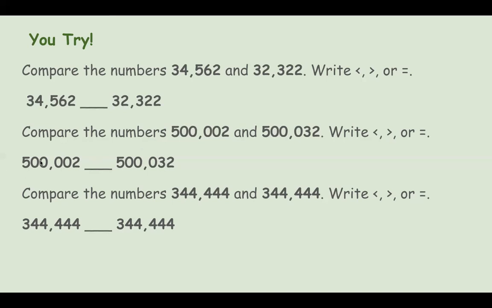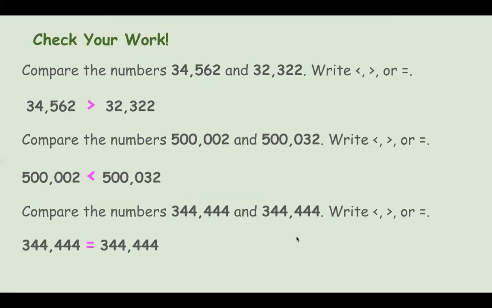We couldn't use the first 4 numbers to help us because they were all the same. But as soon as you spot that difference, again, that's where you can really compare. So we would say 500,002 is less than 500,032. And then the last one was 344,444. And you're comparing it to, it looks like the same exact number. See how they have all the same digits? So that means these would be equal. So your answers should look like this.